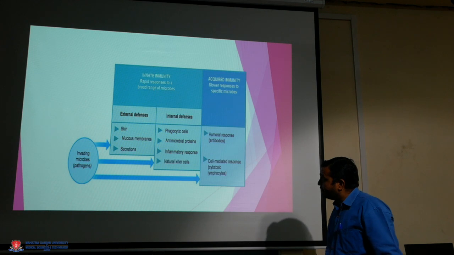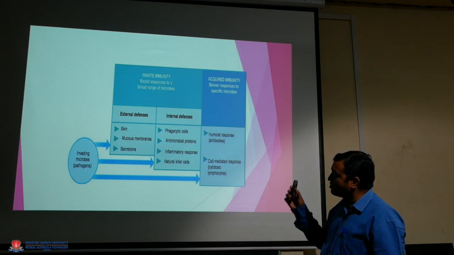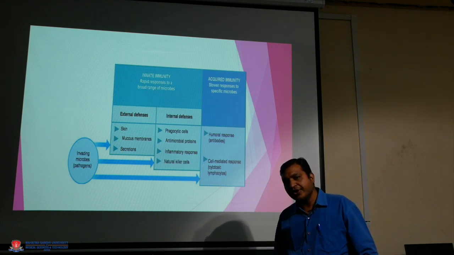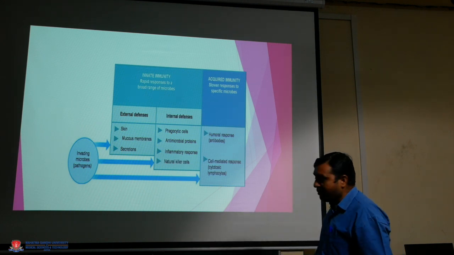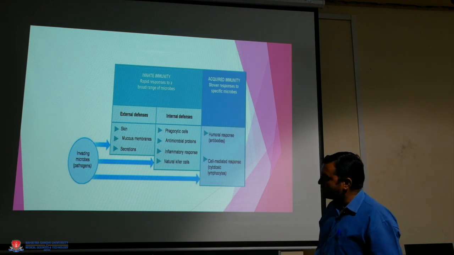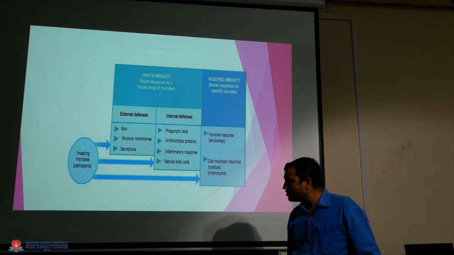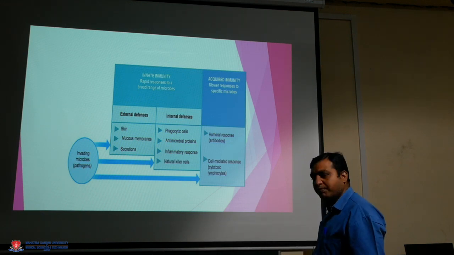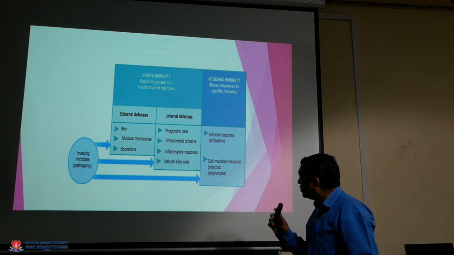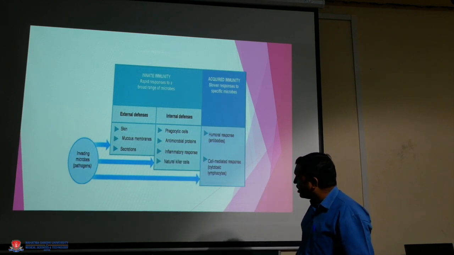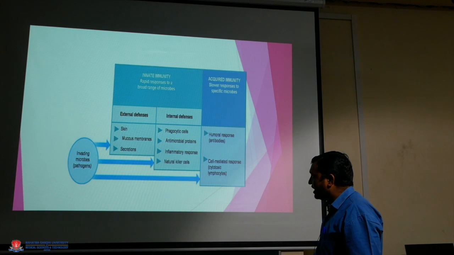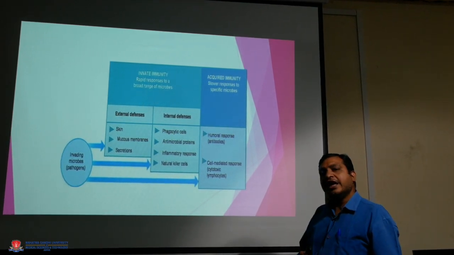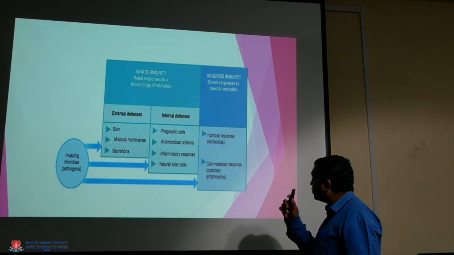Innate immunity: rapid response to a broad range of microbes. External defense of the body includes the skin, epithelial surface, mucous membranes and secretions, which block invading microbes and pathogens. Internal defense includes phagocytic cells, antimicrobial proteins, the inflammatory response and innate killer cells.